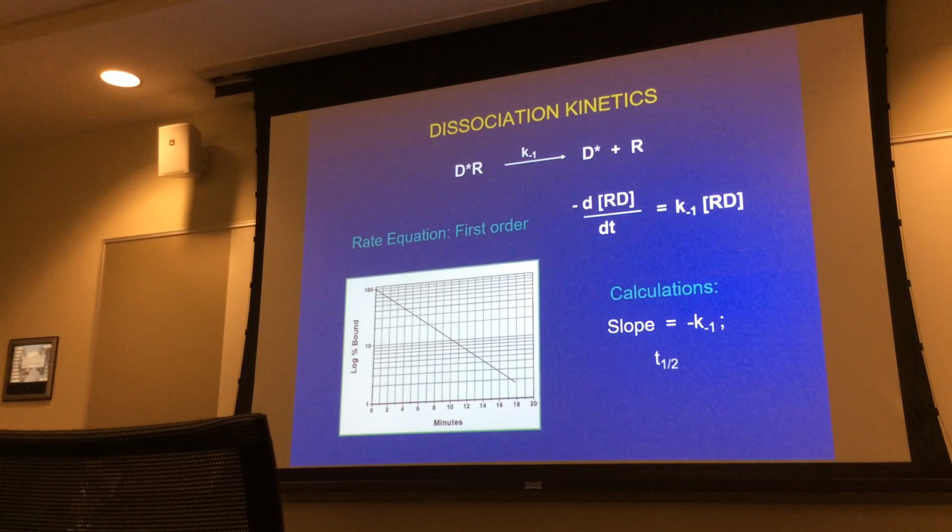Now, if you really want to be more mathematical about it, you can take a look at the slope of this line, and the slope of the line is the negative of k minus 1. So you can actually calculate a number for k minus 1 from that. But to be honest with you, most people are more concerned about the half-life of dissociation. All right, so that's basically it.